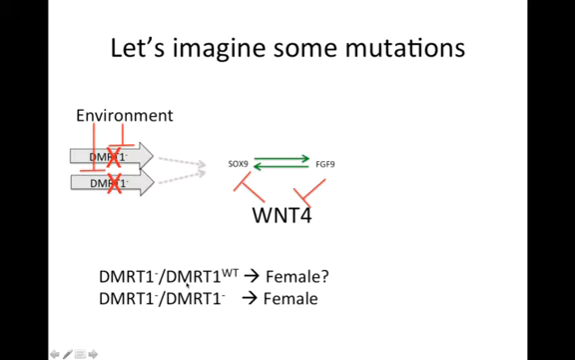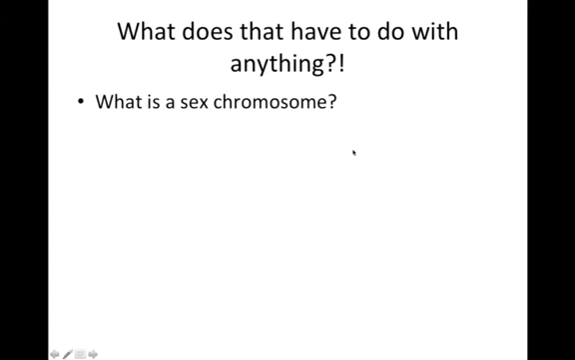But we could also think about a case where we have two mutant copies of DMRT1, and in those cases we would definitely expect little stimulation of SOX9 and therefore a female regulatory program. Okay, so what does this have to do with anything?